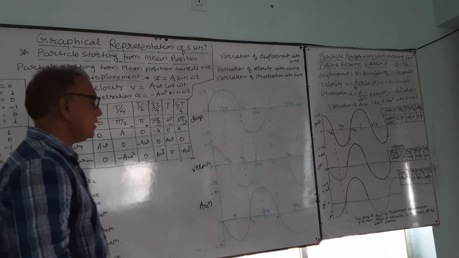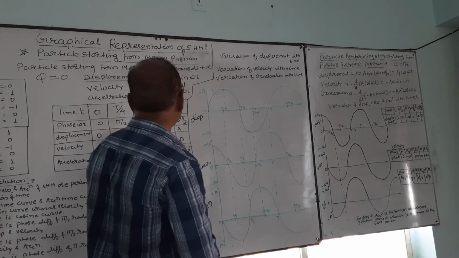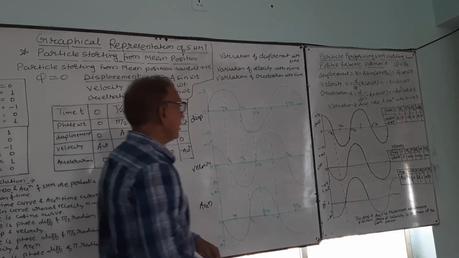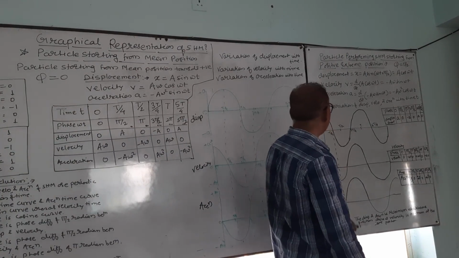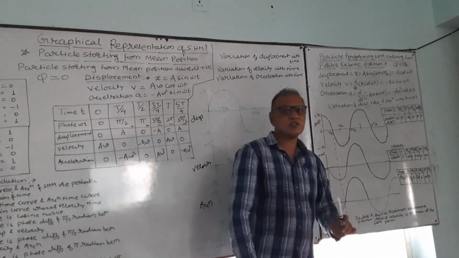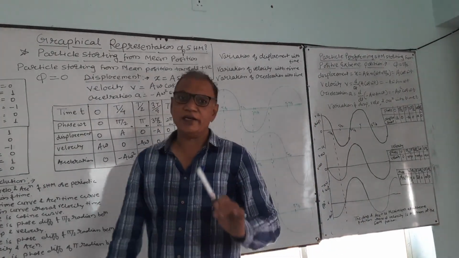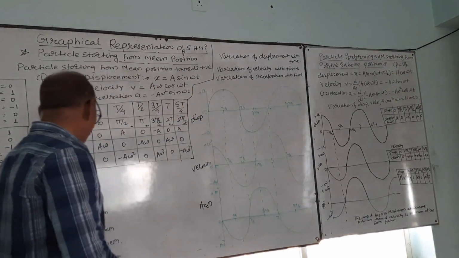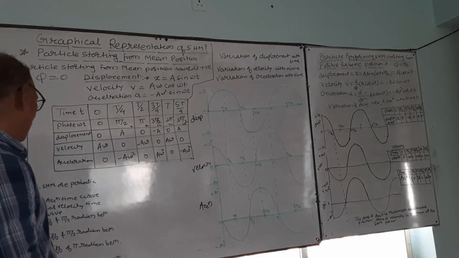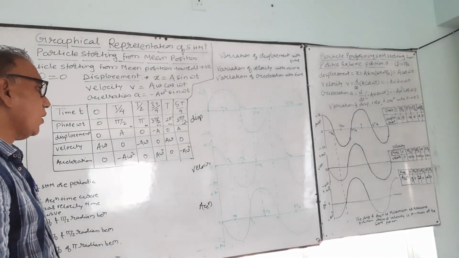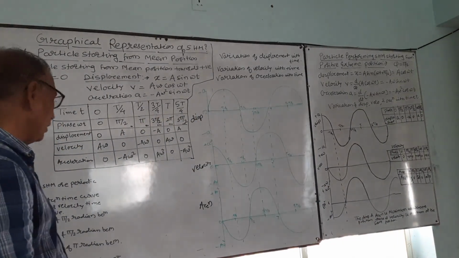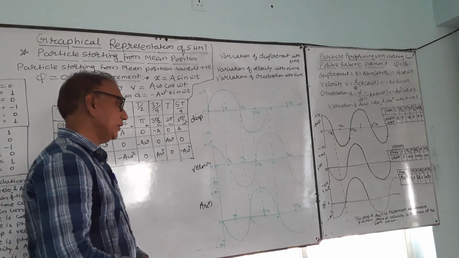And there is a phase difference of pi radian between displacement and acceleration. Therefore, the shape of all curves repeats after twice pi radian or after time T.